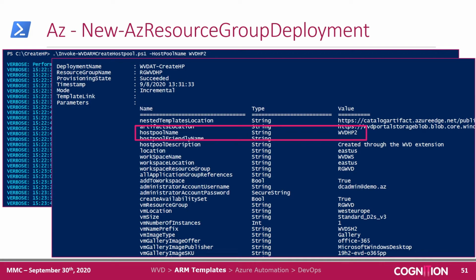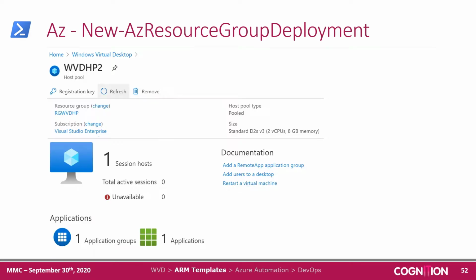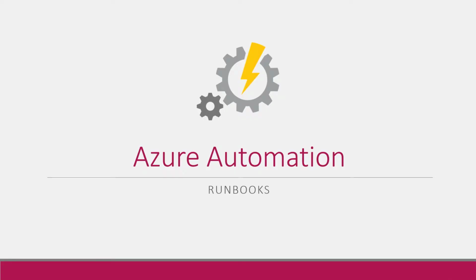One of the parameters that I specified was the host pool name, which was WVD host pool 2. And going back to Azure, I now have an additional host pool in my configuration with the number 2 that has one session host, as was specified within my Azure Resource Template parameters file. So I finally found a cool way to automate my WVD deployment.